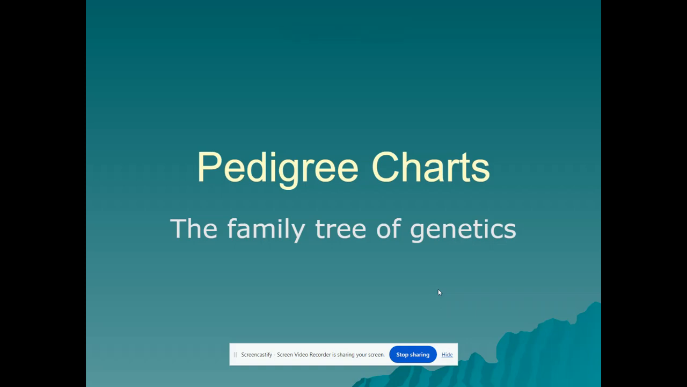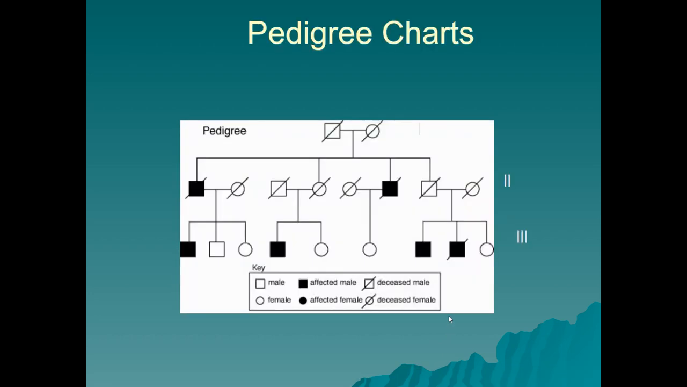Okay, this presentation is about pedigree charts, the family tree of genetics. Here's an example of a pedigree chart. You can see males are squares, females are circles. There's an affected male that's shaded, affected female that's shaded. Then there's diagonal lines in the square and the circle representing deceased male and female.